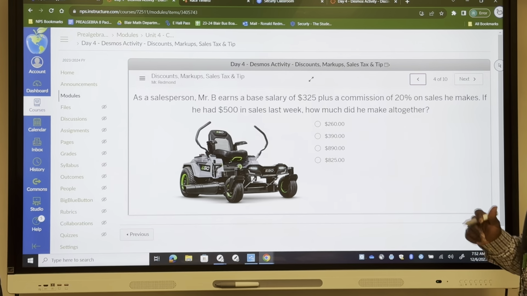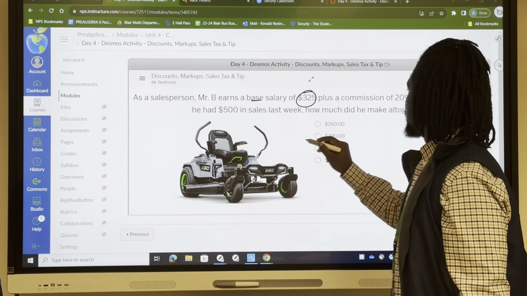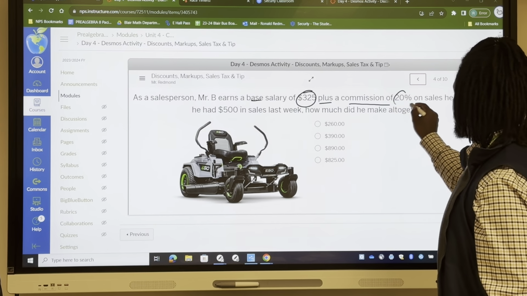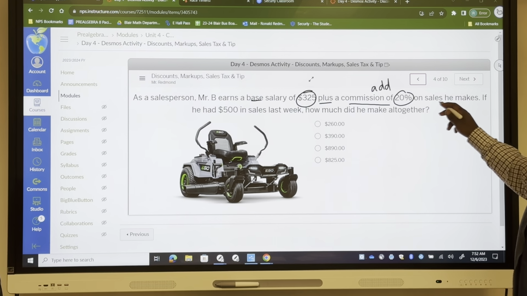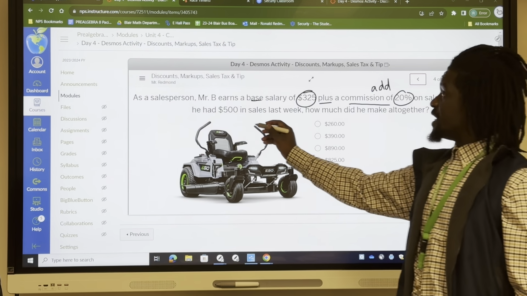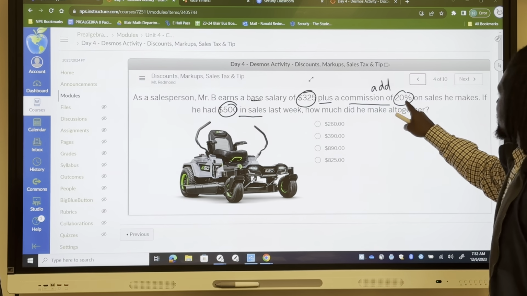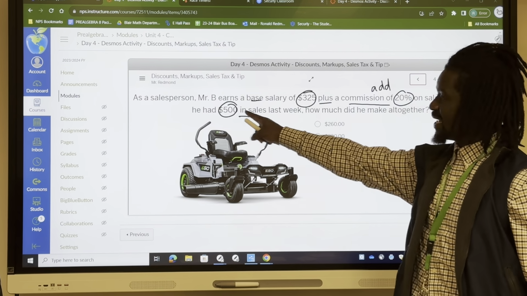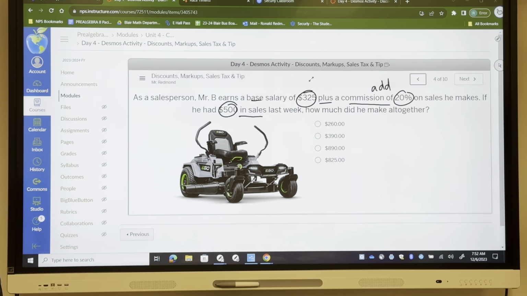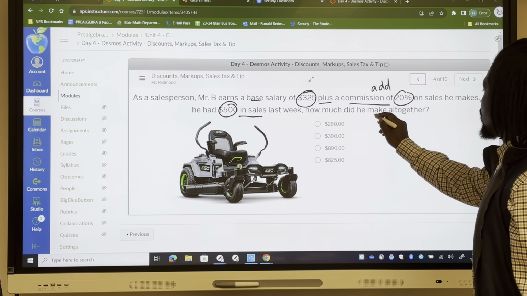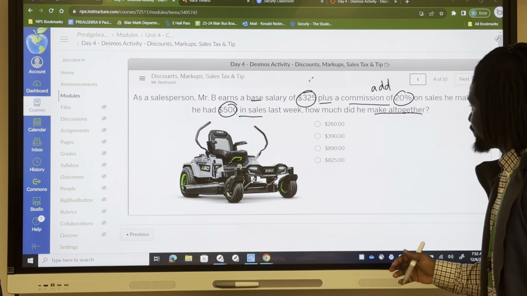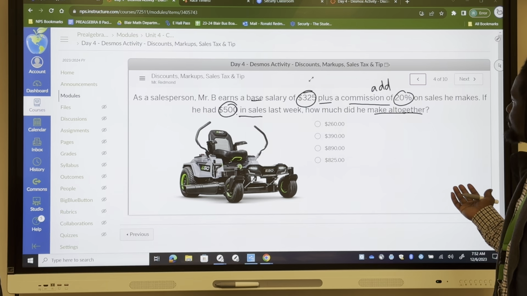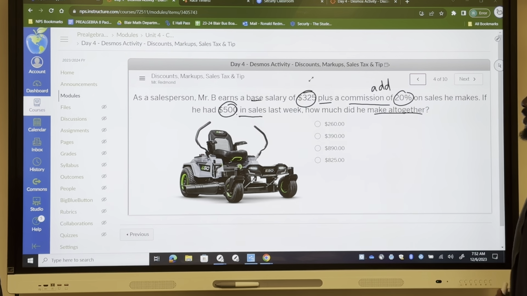Next, as a salesperson, Mr. B earns a base salary plus commission of 20%. So commission is another one of those words that you add, okay, on the sales he makes. If he had 500 in sales, so the 20% is on the sales that he makes each week. So how much did he make altogether? Okay, so what I got to end up doing is take the 20% of the 500 and then add that to the 325.